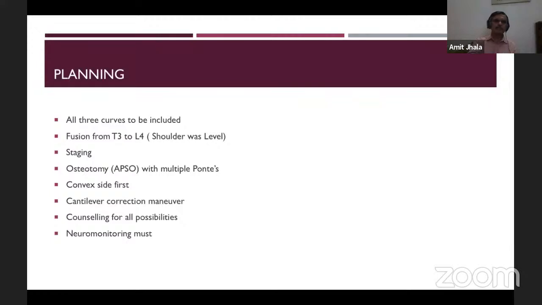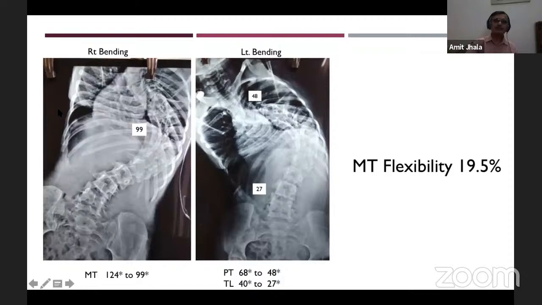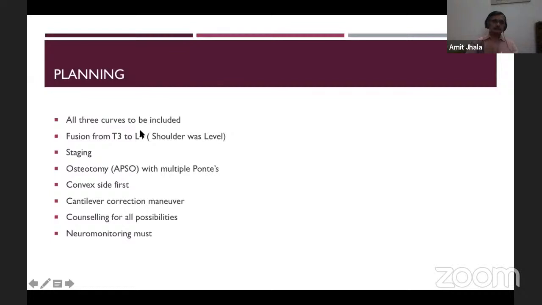Fusion from T3 to L4, because the shoulder was level. I just wanted to stop, because you can see that the shoulder was level here, so I just wanted to stop at T3 for the upper curve. Because it was a very stiff curve, I usually stage them if I am doing an osteotomy. So this is what I always counsel the patient beforehand, that if we require an osteotomy, or if the time goes on, if there is any more bleeding, then I will just stage it.